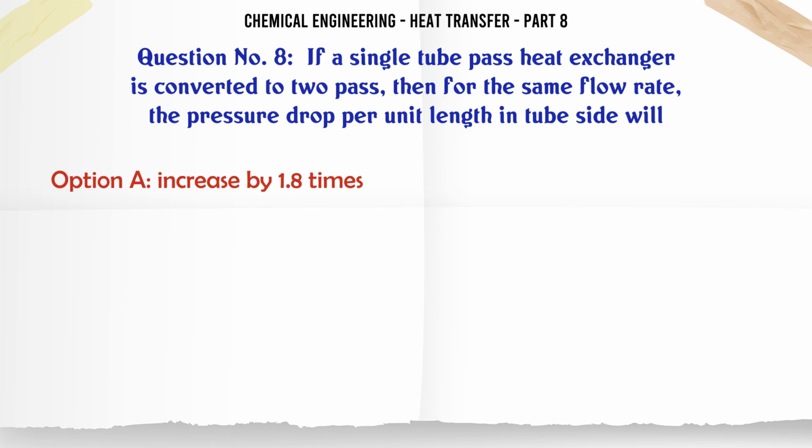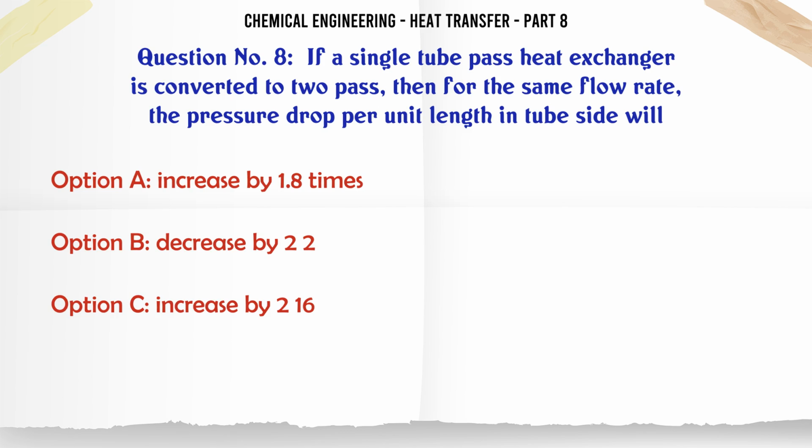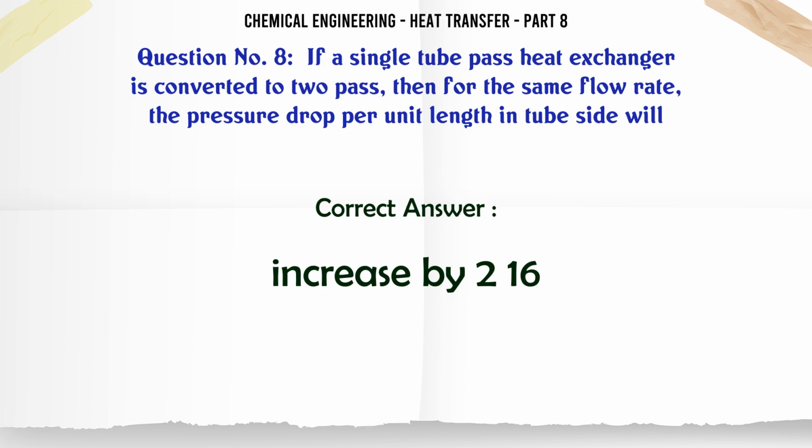If a single tube pass heat exchanger is converted to two pass, then for the same flow rate the pressure drop per unit length in tube side will A. Increase by 1.8 times, B. Decrease by 2, C. Increase by 2^1.8, D. Remain unchanged. The correct answer is increase by 2^1.8.